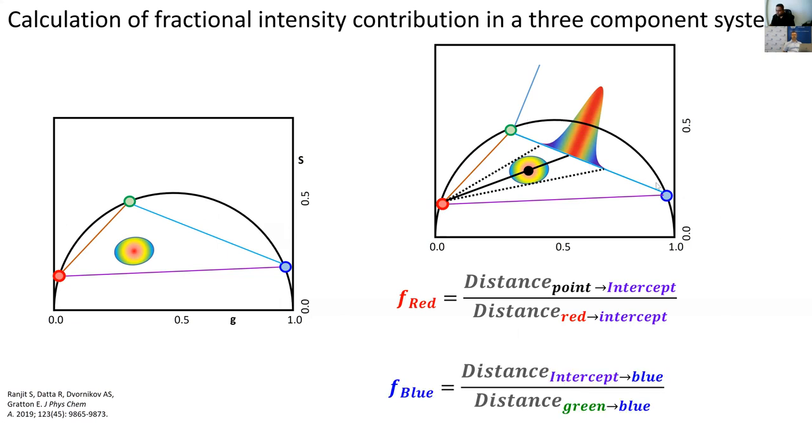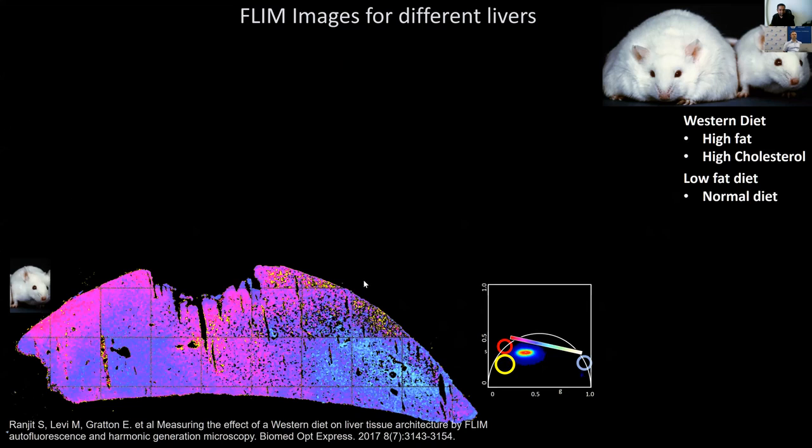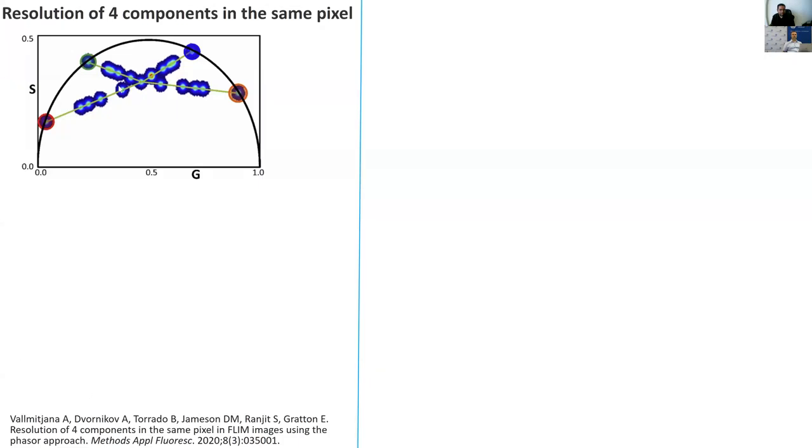And then based on that, we looked at this high fat, high cholesterol Western diet and normal diet some years ago. This is normal diet, but with the fat diet, you see the changes in the liver. These are all fat droplets. But we can do the quantification and we can see how much of this long lifetime species is present. This is work with Alex.